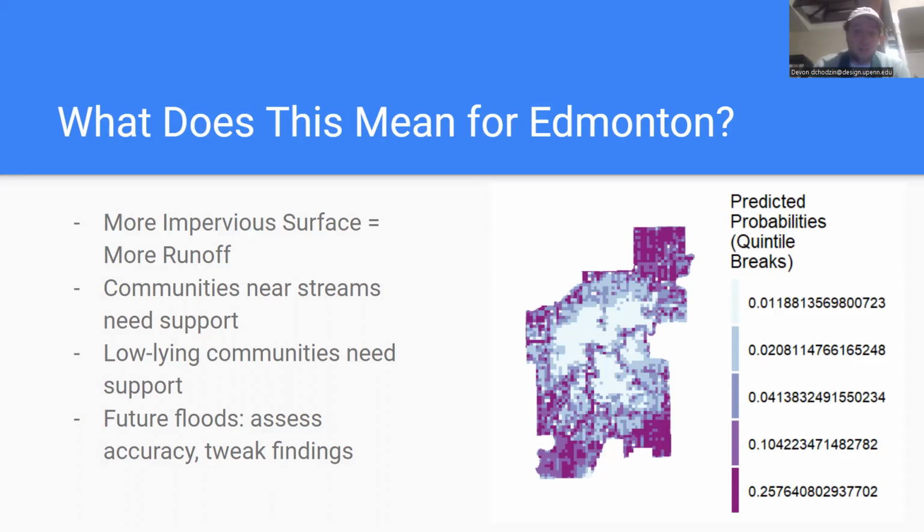We should compare this to future floods to see if the model was accurate in its predictions, and then tweak the findings to be specific to Edmonton so that we can have a better model in the future. This model is great. We're very proud of it, but when we have more data, we'll be able to develop something that is specific to Edmonton, not just apply something from Calgary to Edmonton.